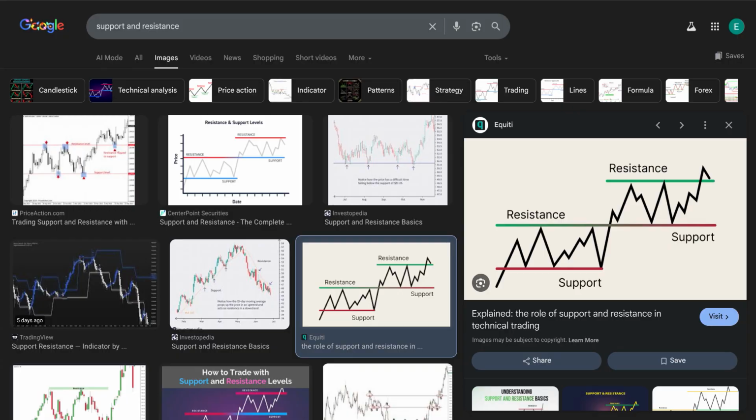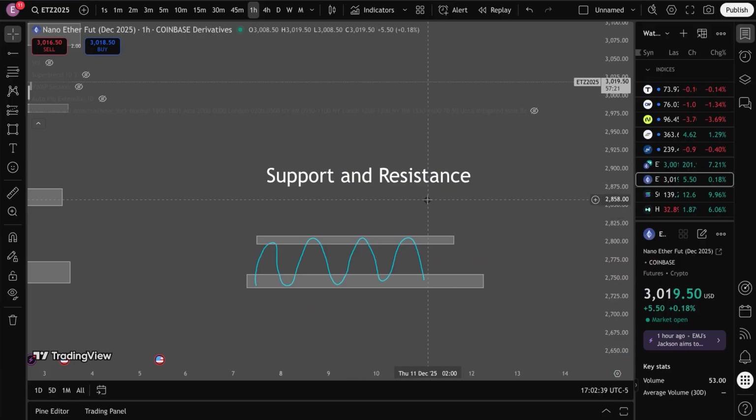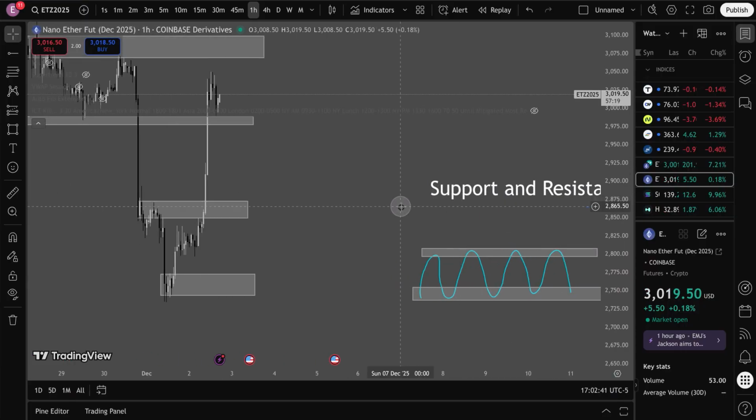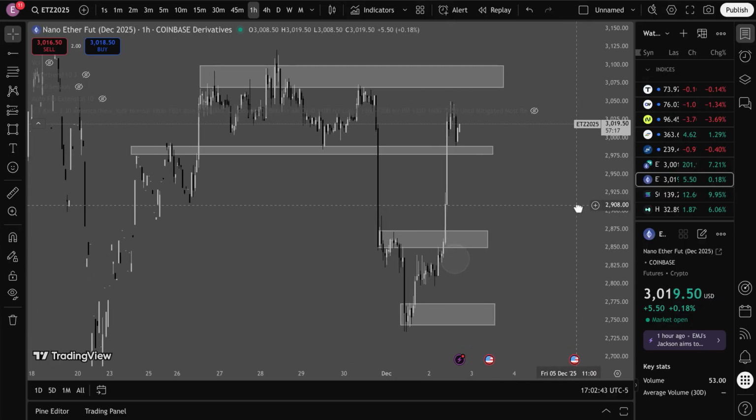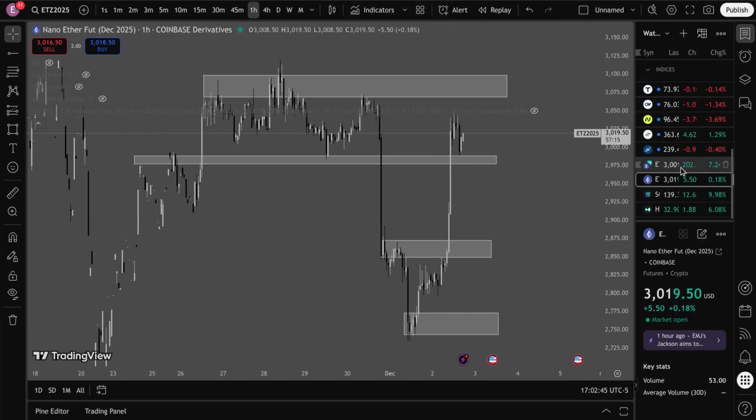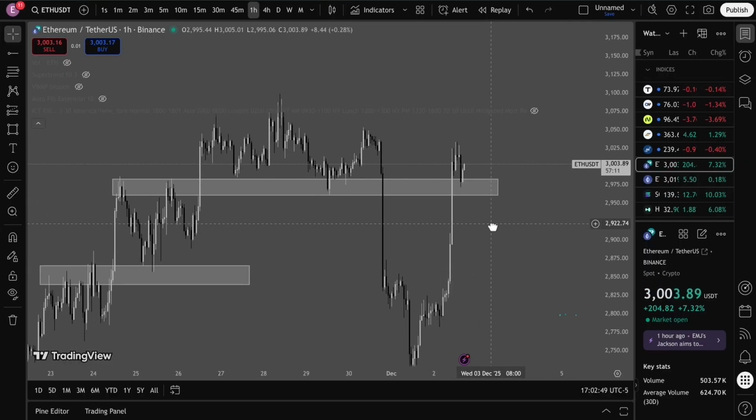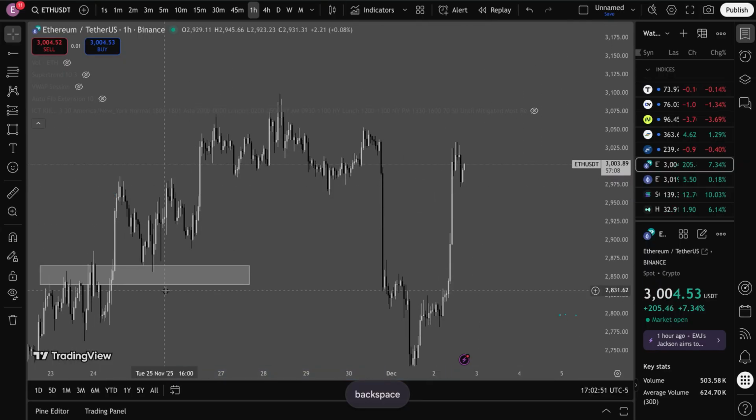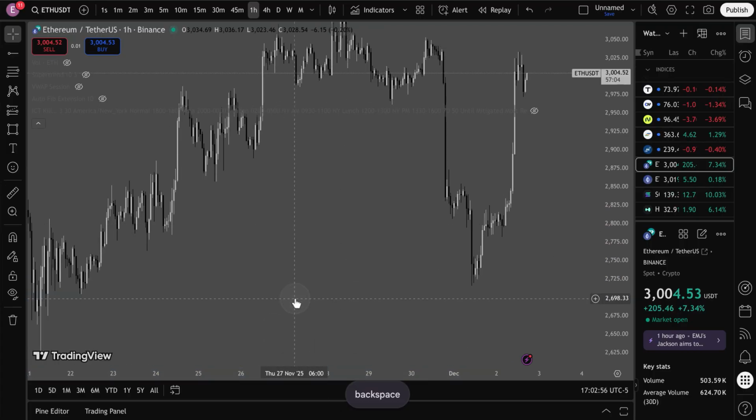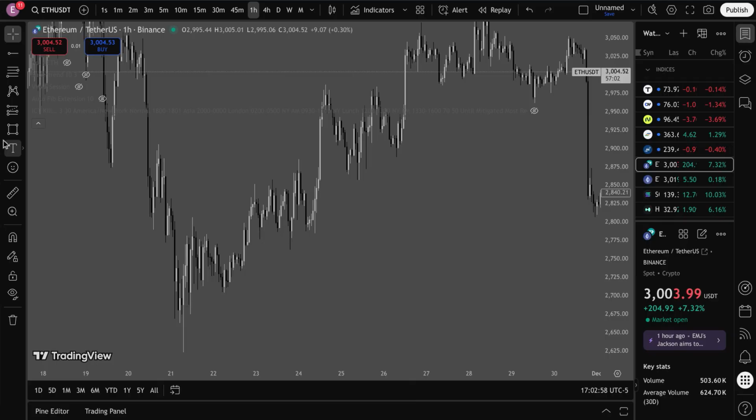Okay, so let's take a look and see how we can look at this on the charts. So here I clearly have some levels marked out, but I'll just delete these for now just to show you how I would go about finding these levels of support and resistance.